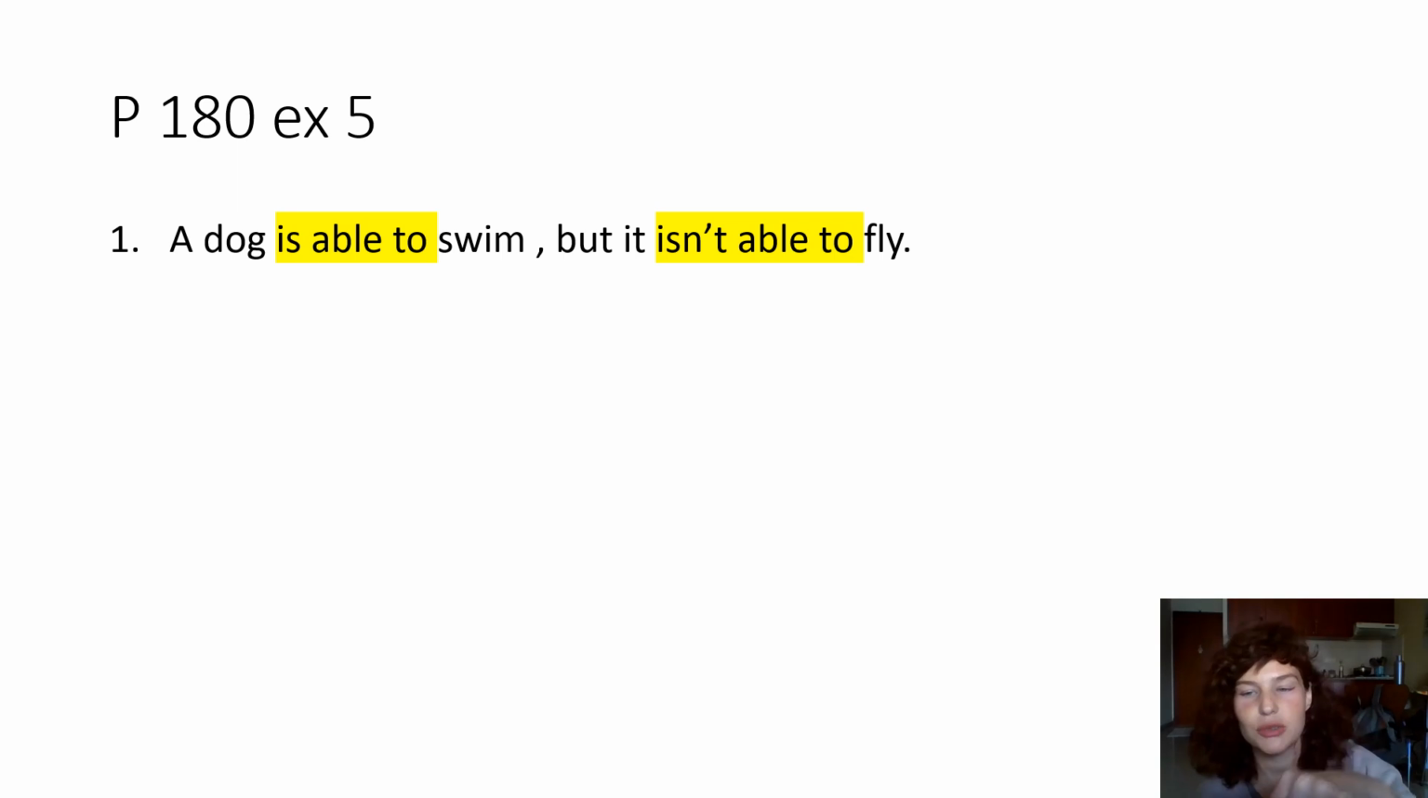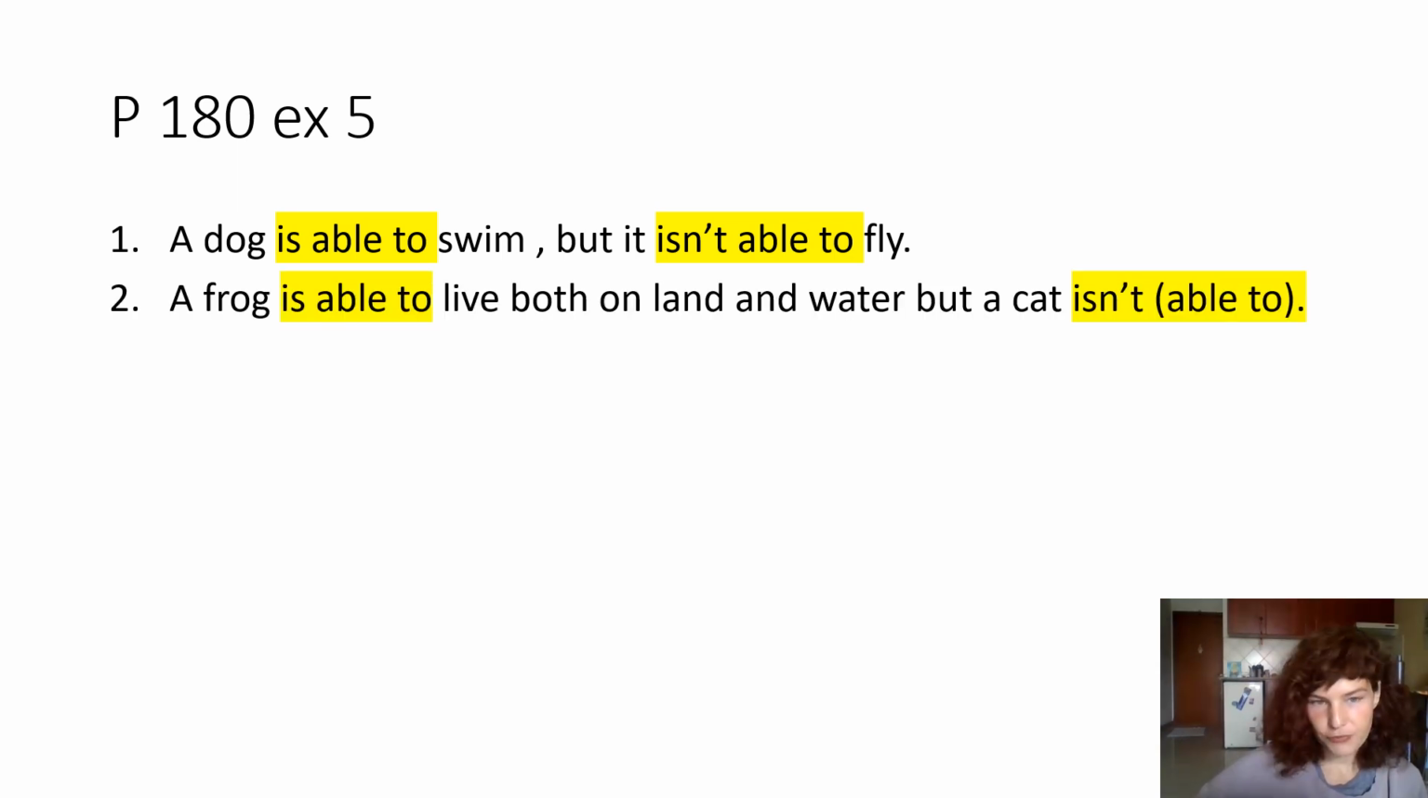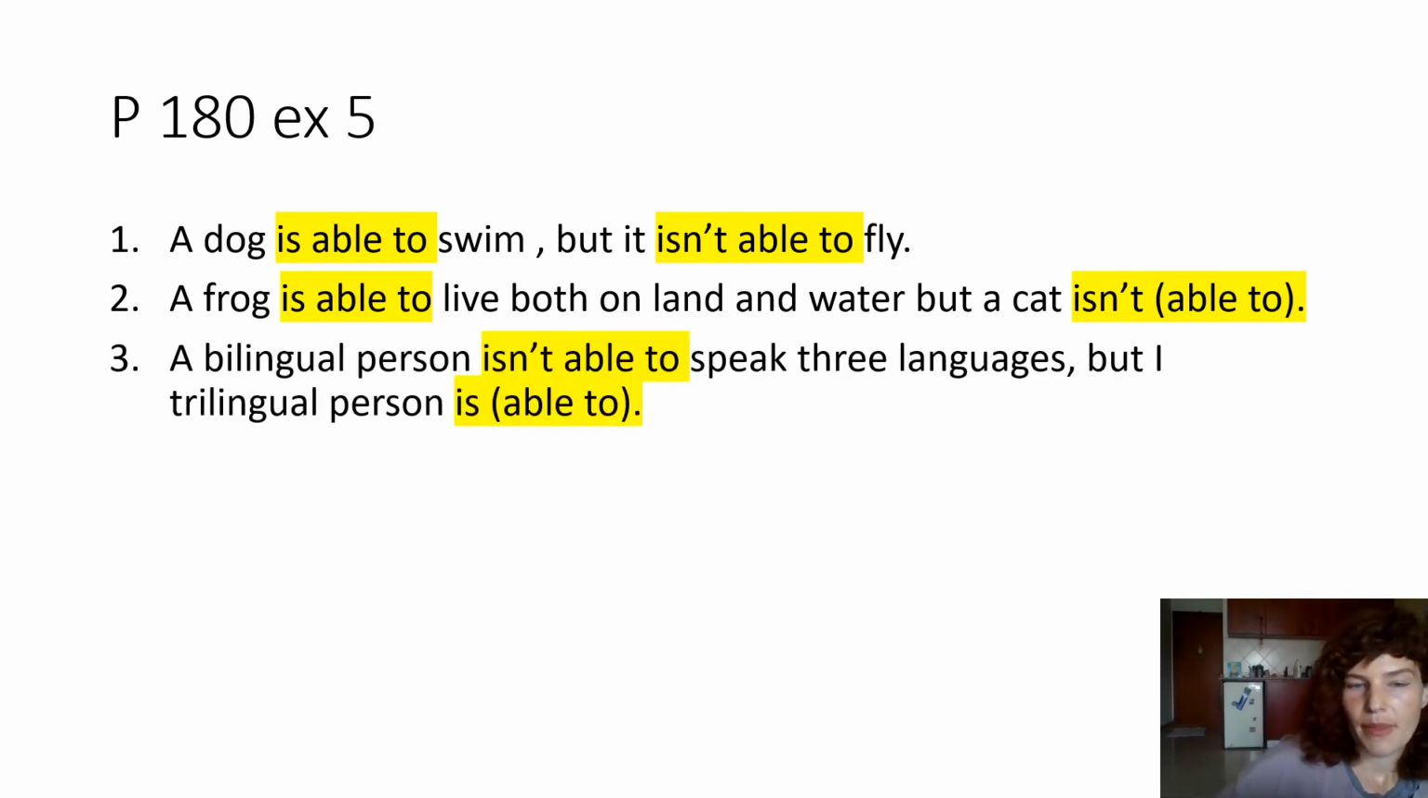So take a second, pause the recording, complete 2, 3, and 4, and then start it again when you're ready to check, okay? Okay, ready? All right. So we have a frog is able to live both on land and water, but a cat isn't, or you could also say the full helping verb form isn't able to, okay? Bilingual person isn't able to speak 3 languages, but a trilingual person is able to.